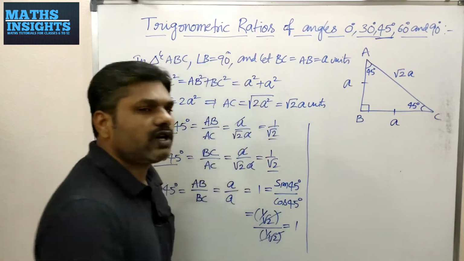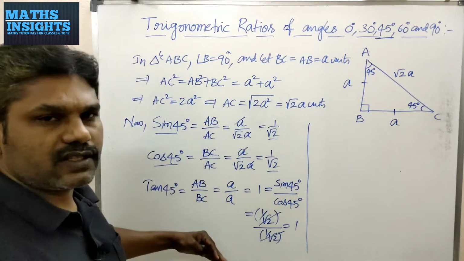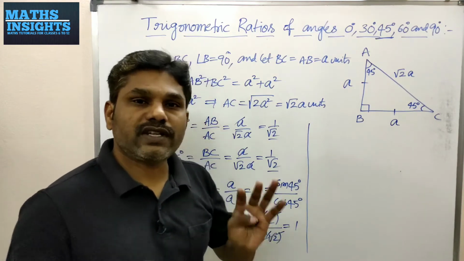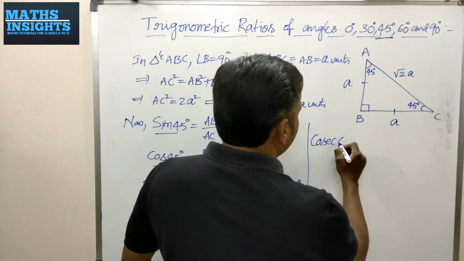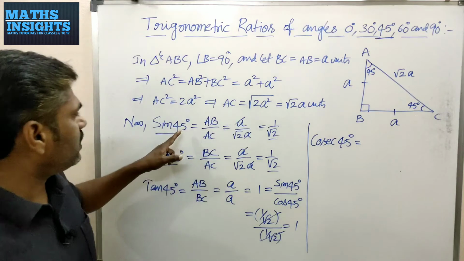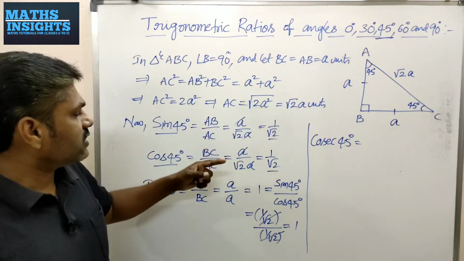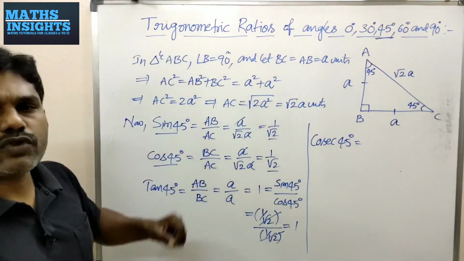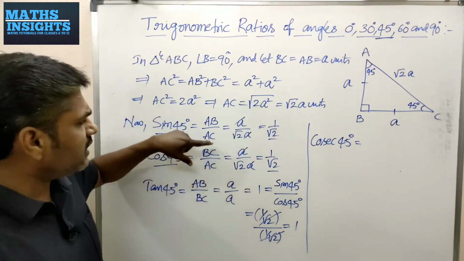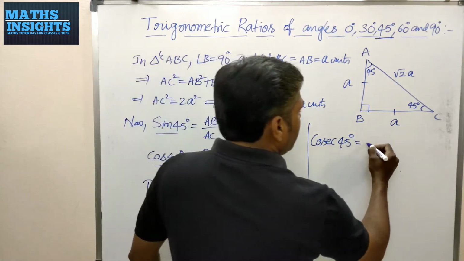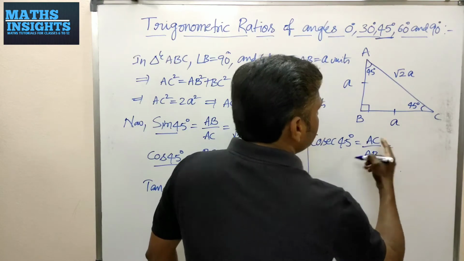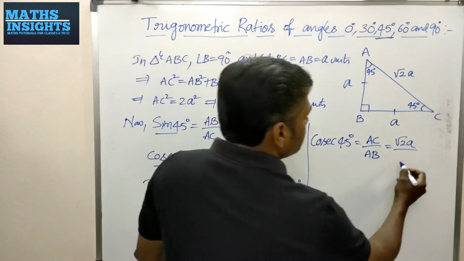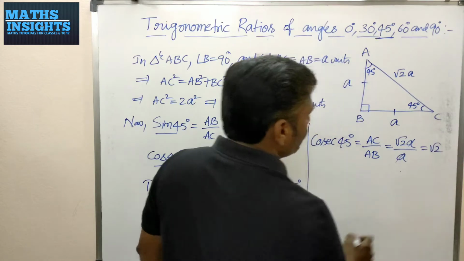Next, coming to the reciprocal ratios of all these three. The reciprocal trigonometric ratio for sine 45 is cosecant 45. Whatever the definition for sine 45, that will become reversed. That means hypotenuse by the side opposite to 45 degrees. Otherwise you may blindly write this as AC by AB. AC is nothing but the hypotenuse, its value is root 2 into A, and AB value is A, therefore that is root 2.